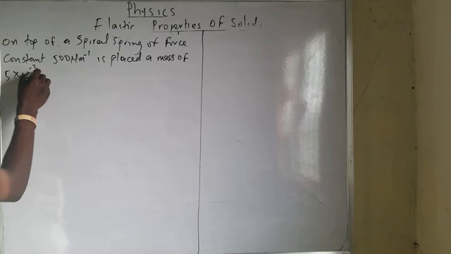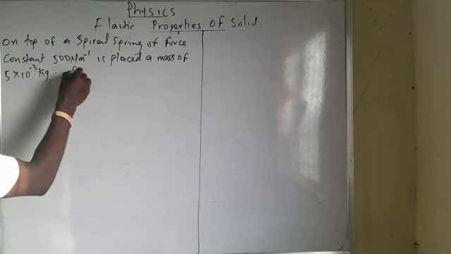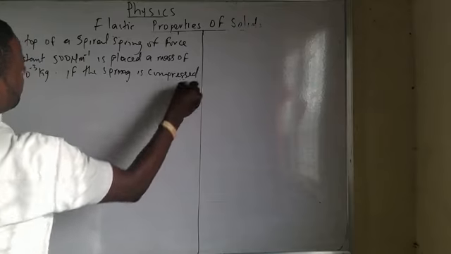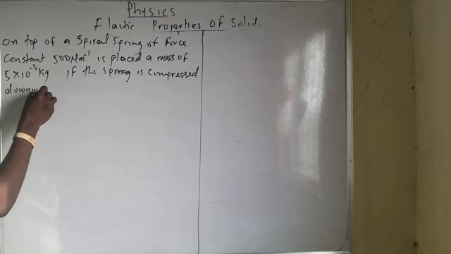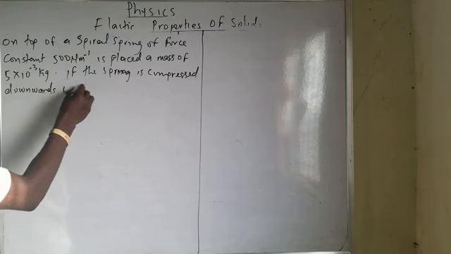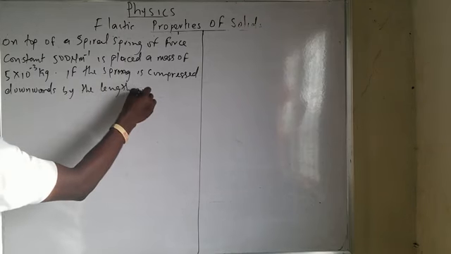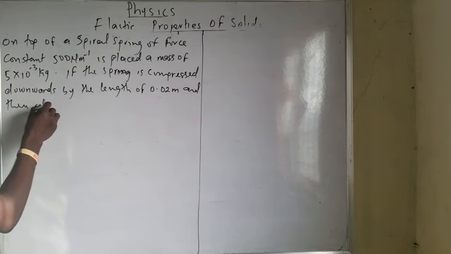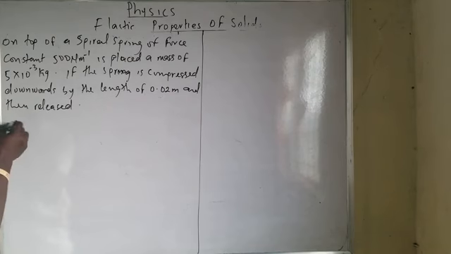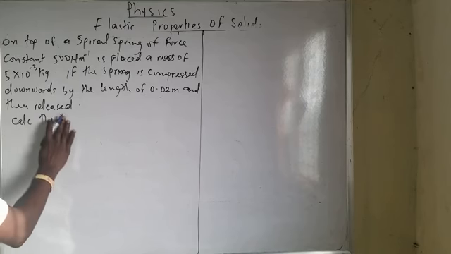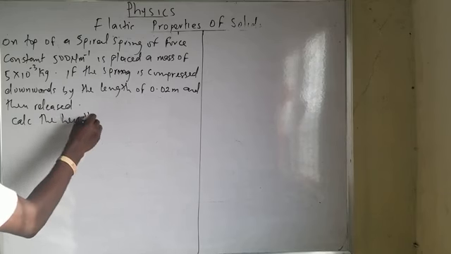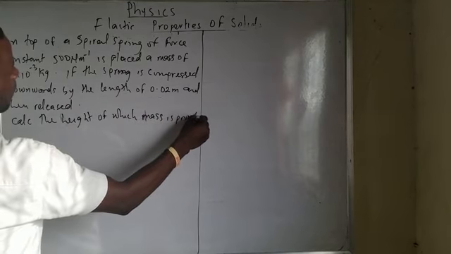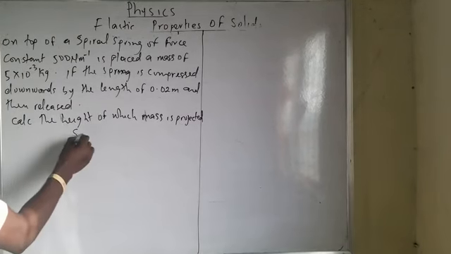5 multiplied by 10. If the spring is compressed downward by the length of 0.02 meter and then released, calculate the height to which the mass is projected. That is what we are asked to find solution to in this problem.